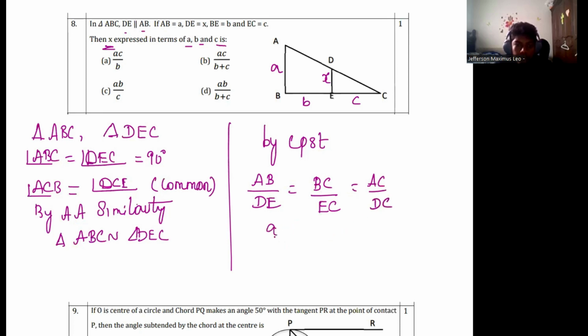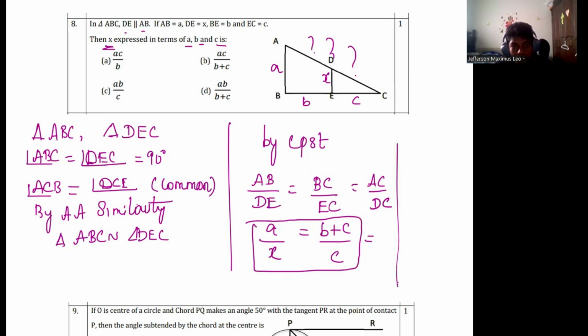AB is a, DE is x, BC means b plus c, and EC is c. AC is not given, so don't go with AC by DC. We take these two alone. From the expression, isolate x on one side. First, take the reciprocal: x by a is equal to c by b plus c. Then x will be ac by b plus c. So it's option B.